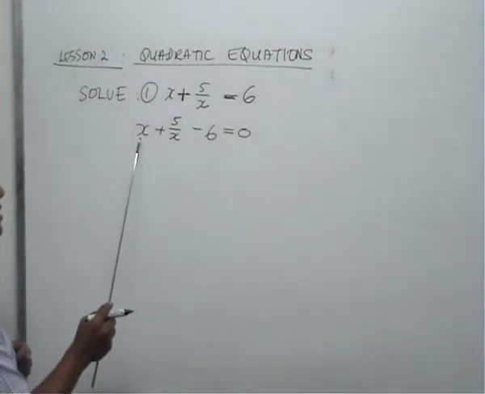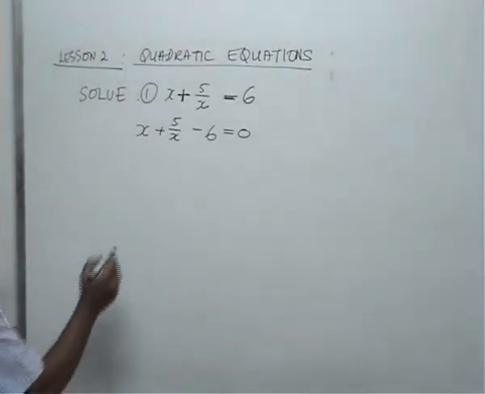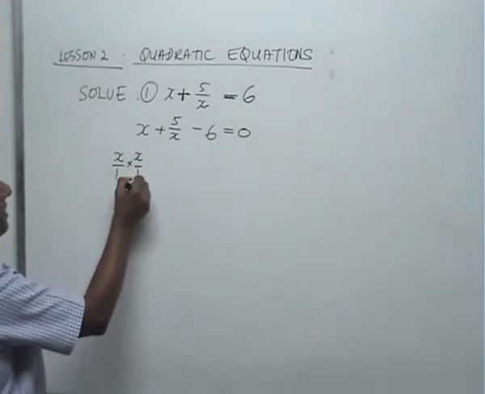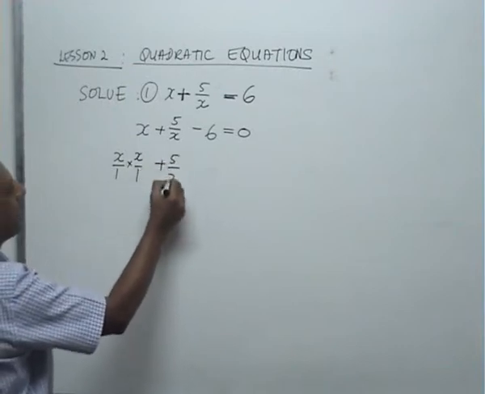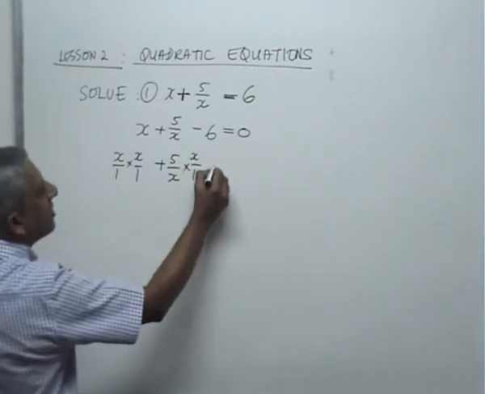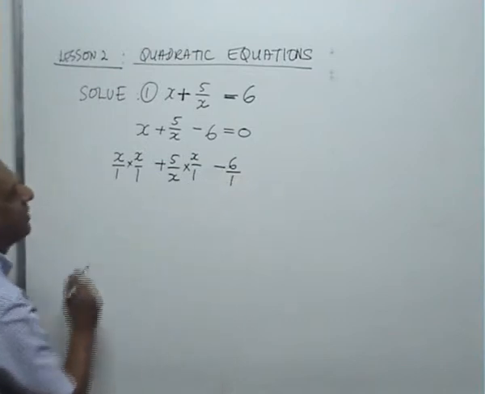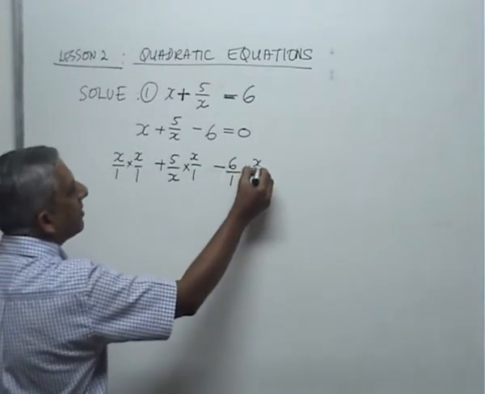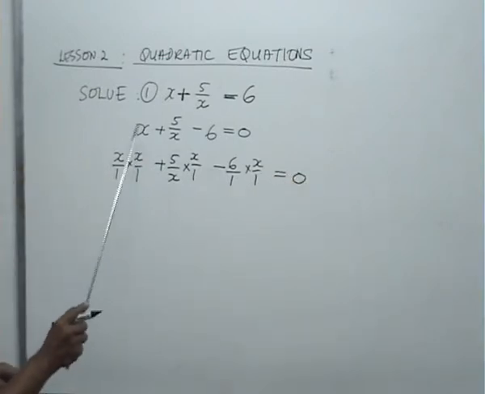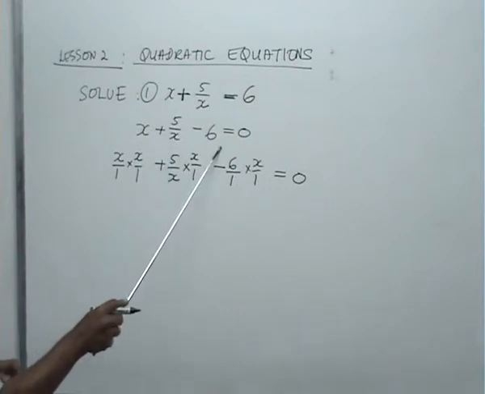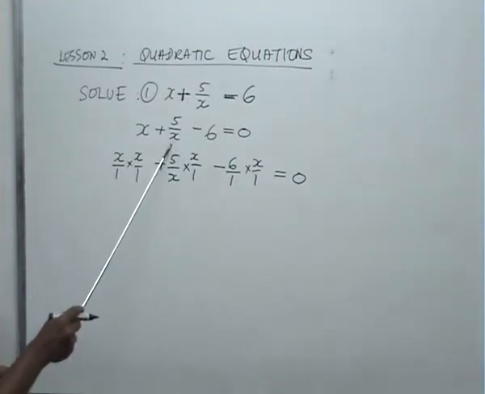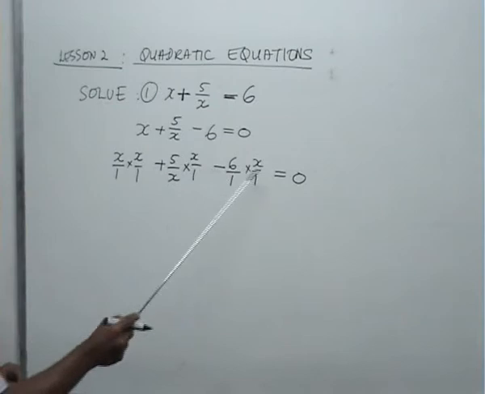So what you do, you multiply by x throughout. So you take this x here, which is actually x over 1, and you multiply it by x over 1. Then you take that 5 over x there, and you multiply it by x over 1. Then you take the minus 6, which is actually minus 6 over 1, and you multiply it by x over 1. How do you know you must multiply by x over 1? You look here. Because this is x, you're going to multiply by x over 1.